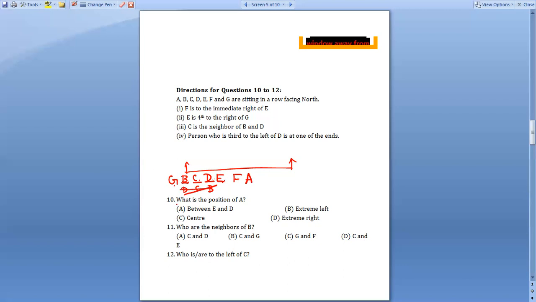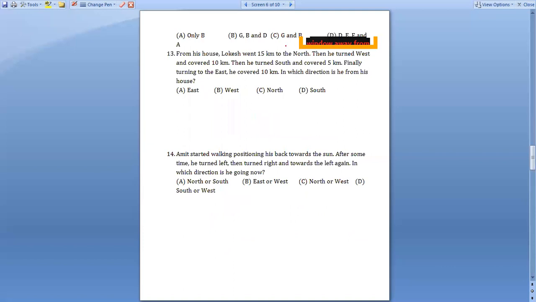So now let us answer the questions. Question number 10. What is the position of A? Obviously, it's extreme right. A is on extreme right. Question number 11. Who are the neighbors of B? Neighbors of B are G and C. So that is option B. Next, question number 12. Who is or are to the left of C? Left of C, it's B and G. So B and G, that is option C.